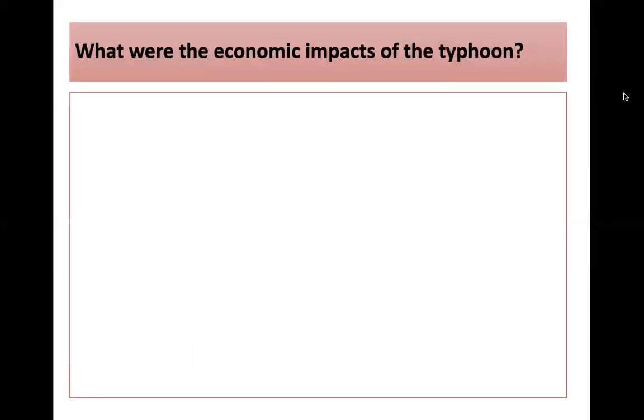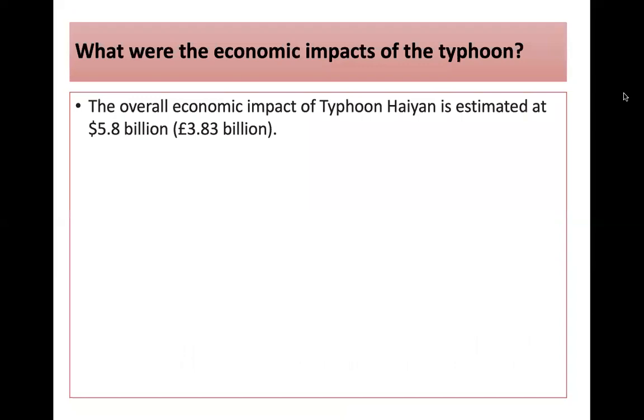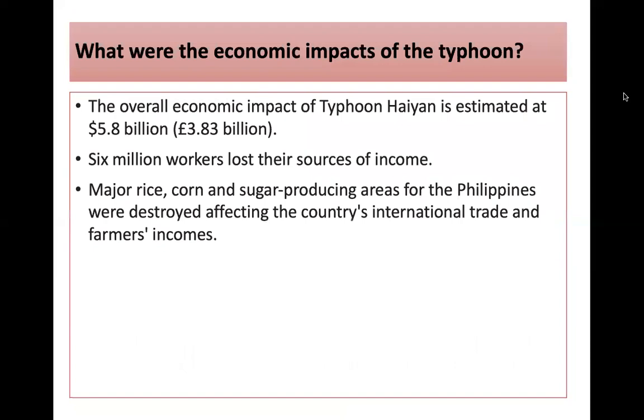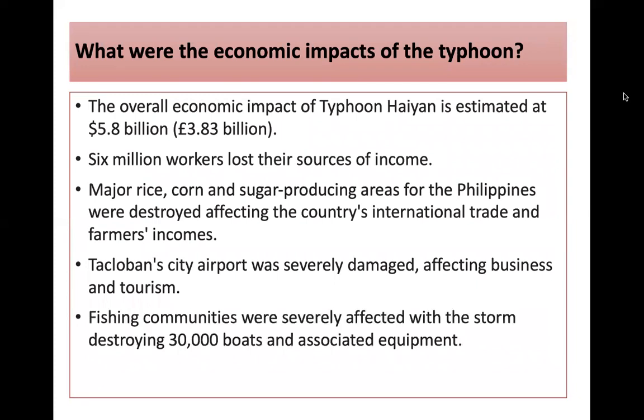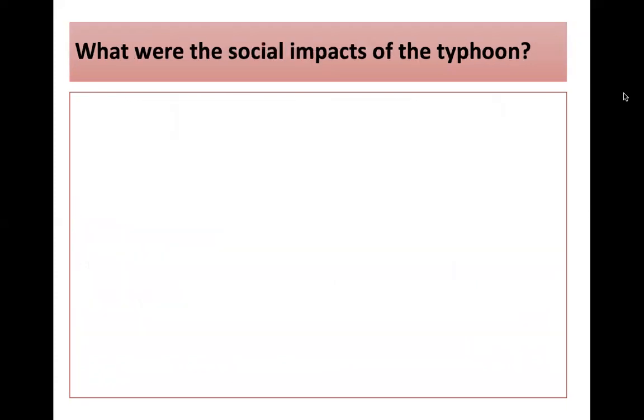So what were the economic impacts of the typhoon? The overall economic estimation was around about £3.83 billion worth of losses. 6 million workers lost their sources of income. Major rice, corn, and sugar producing areas for the Philippines were destroyed, affecting the country's international trade and farmers' incomes. Tacloban City Airport was severely damaged, affecting business and tourism. And fishing communities were severely affected with the storm, destroying 30,000 boats and associated equipment.